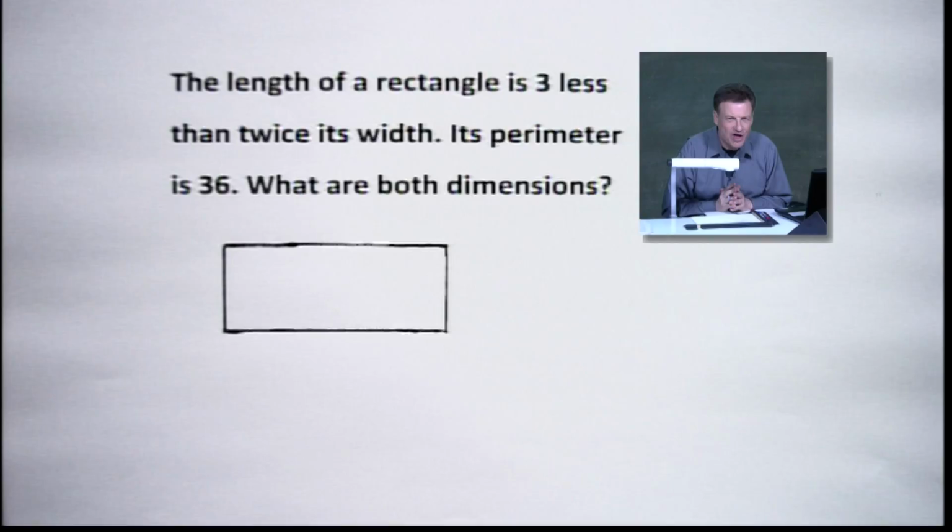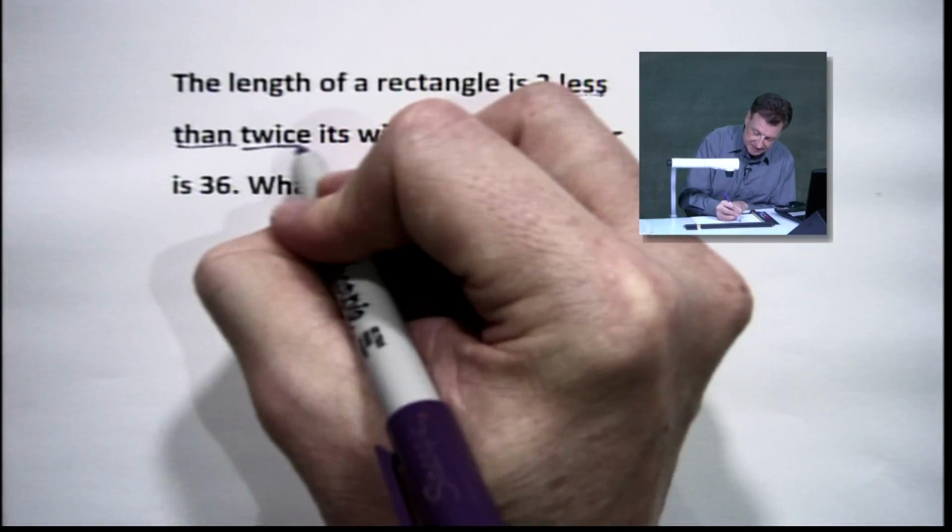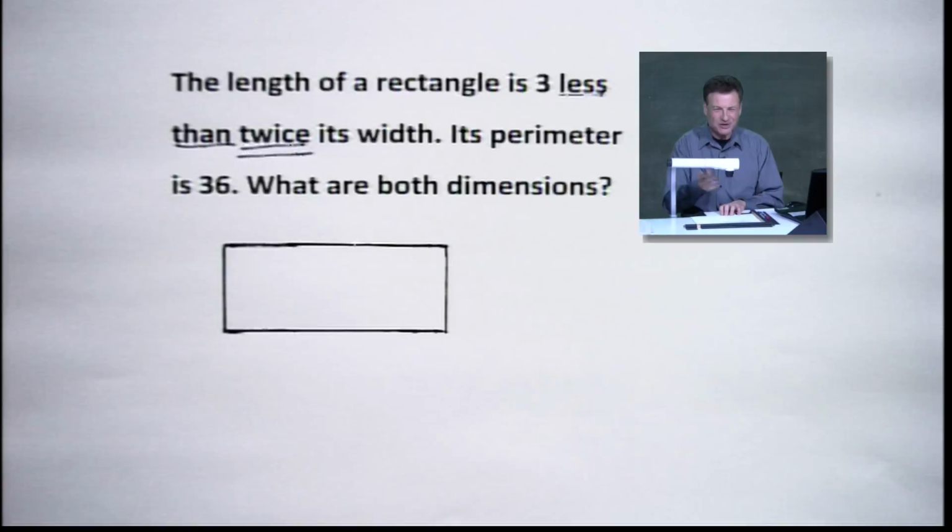Let's practice one. Let's do another rectangle out here, all right? It says the length of the rectangle is 3. Oh, there's that "less than," my friends. There's "less than." And there's "twice." Underline it twice. How's that? That's pretty cool. And, woo, 3 less than twice the width.